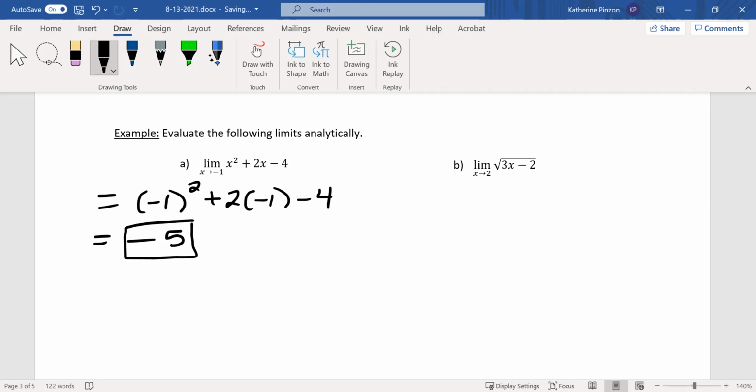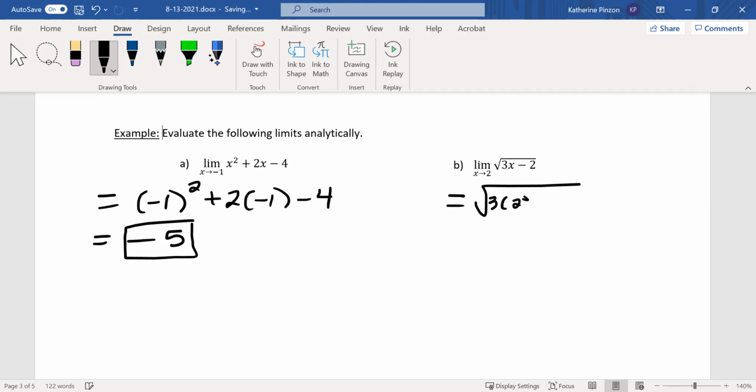Okay, let's try again. This one has a square root in it. Maybe we're going to have to rationalize. What should we try first? Plug in your number. What's my x value in this case? 2, because it says limit as x approaches 2. So my x value is 2. I'm going to try to plug it in.